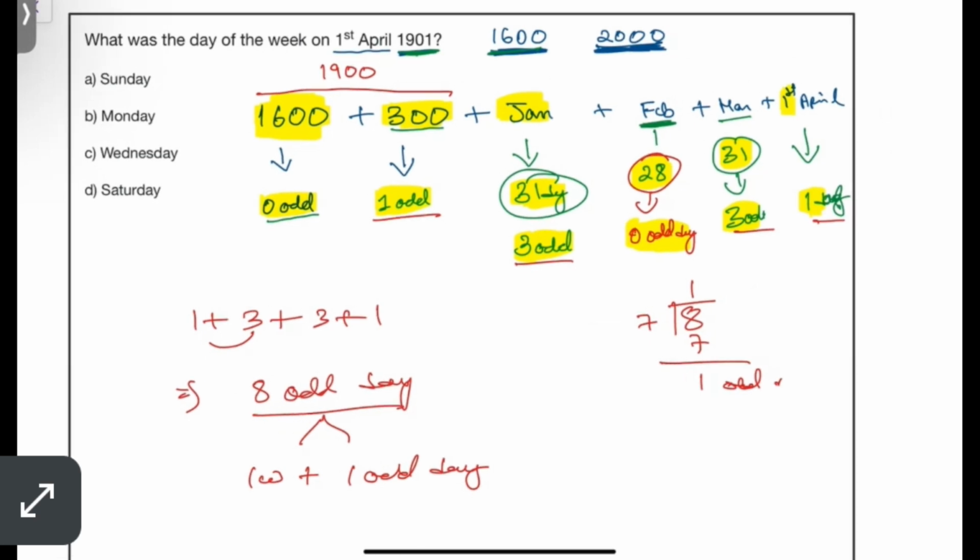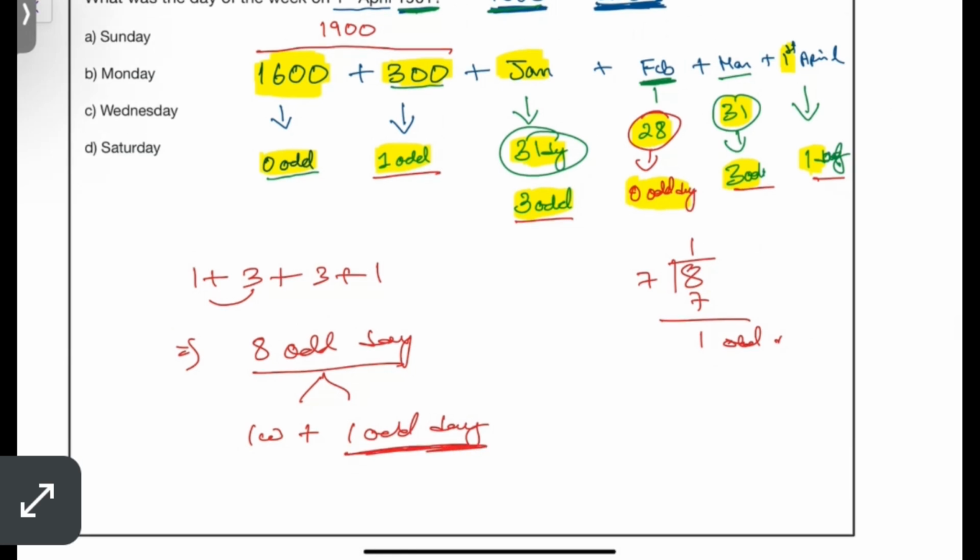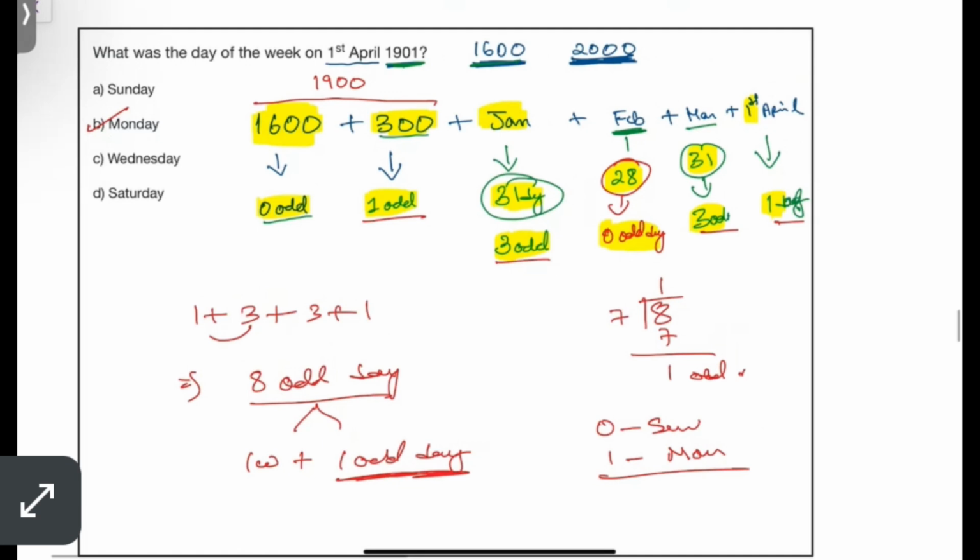Since there is no reference in this question, 1 represents how much? According to the week, 0 is Sunday and 1 is Monday. So the answer here is Monday. So first you sum all the terms. After summing all the terms, how many odd days are you getting?